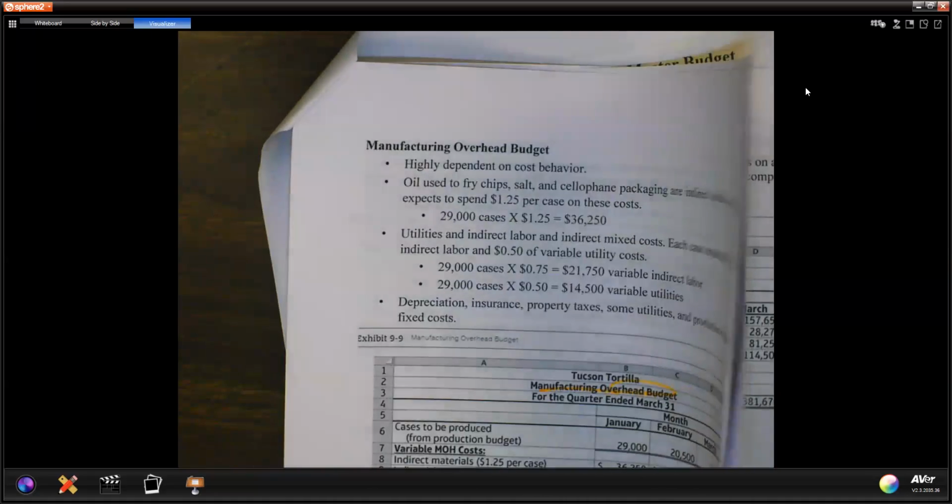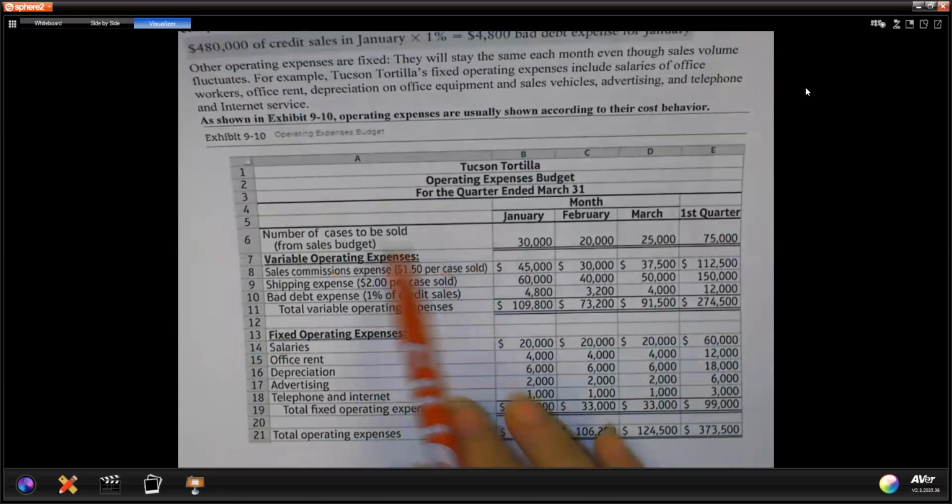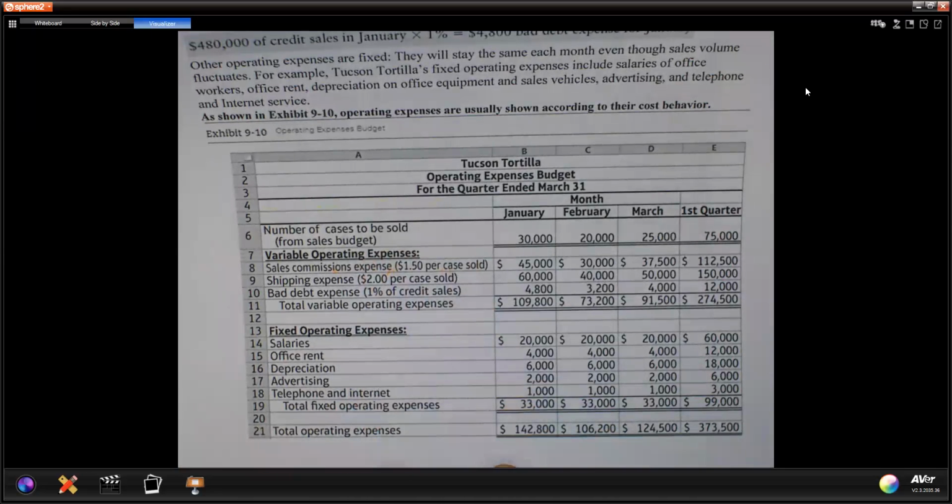And then once you do that one, we also have our operating expense, right? You do the similar thing: you say, hey, it's your variable cost, it's your fixed cost. And then we did our variable cost, fixed cost.